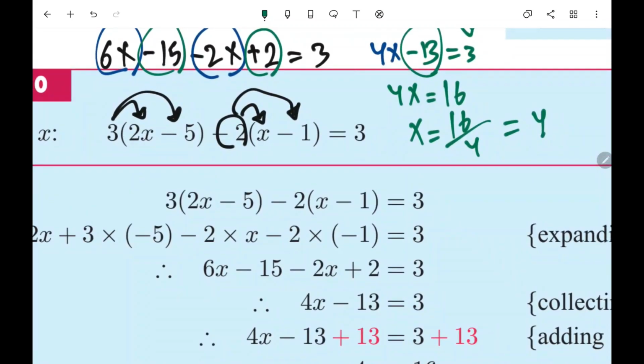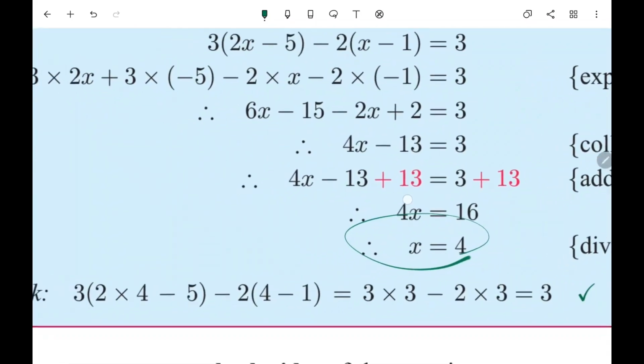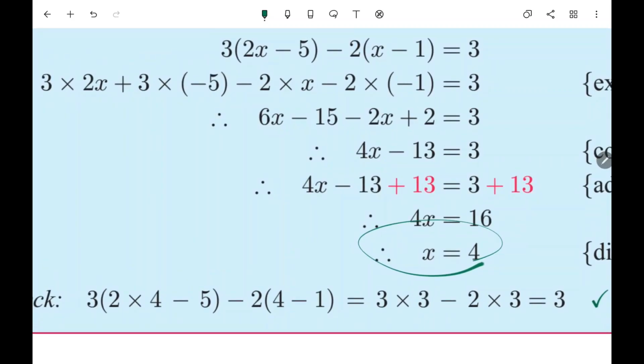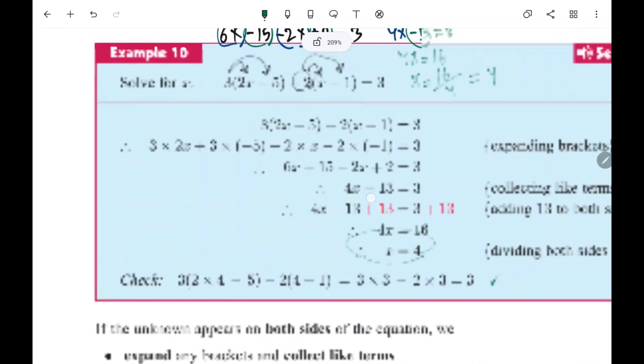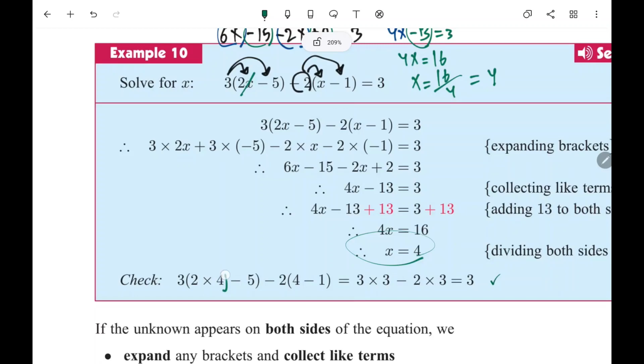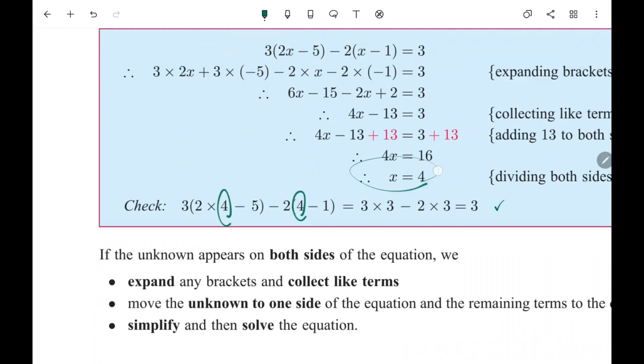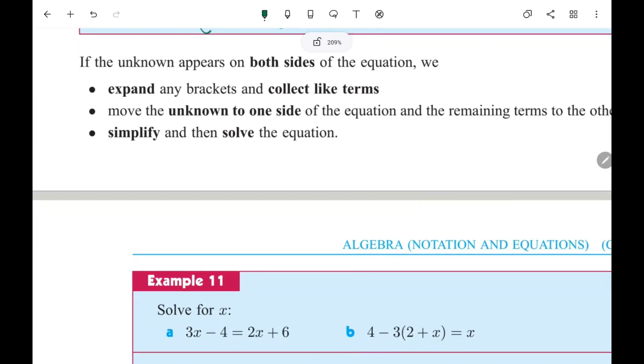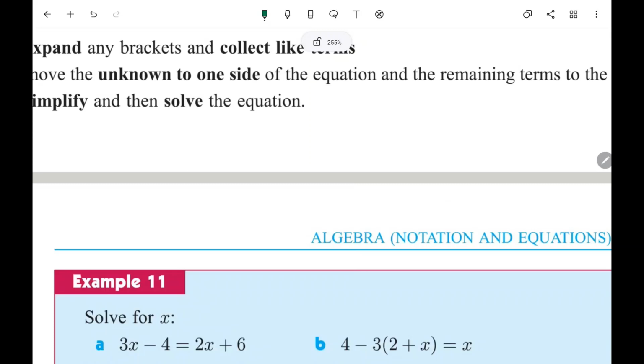Okay, and actually we can make the substitution: instead of x we will write 4, and try it, it will work. Okay, let's work here with solve for x.